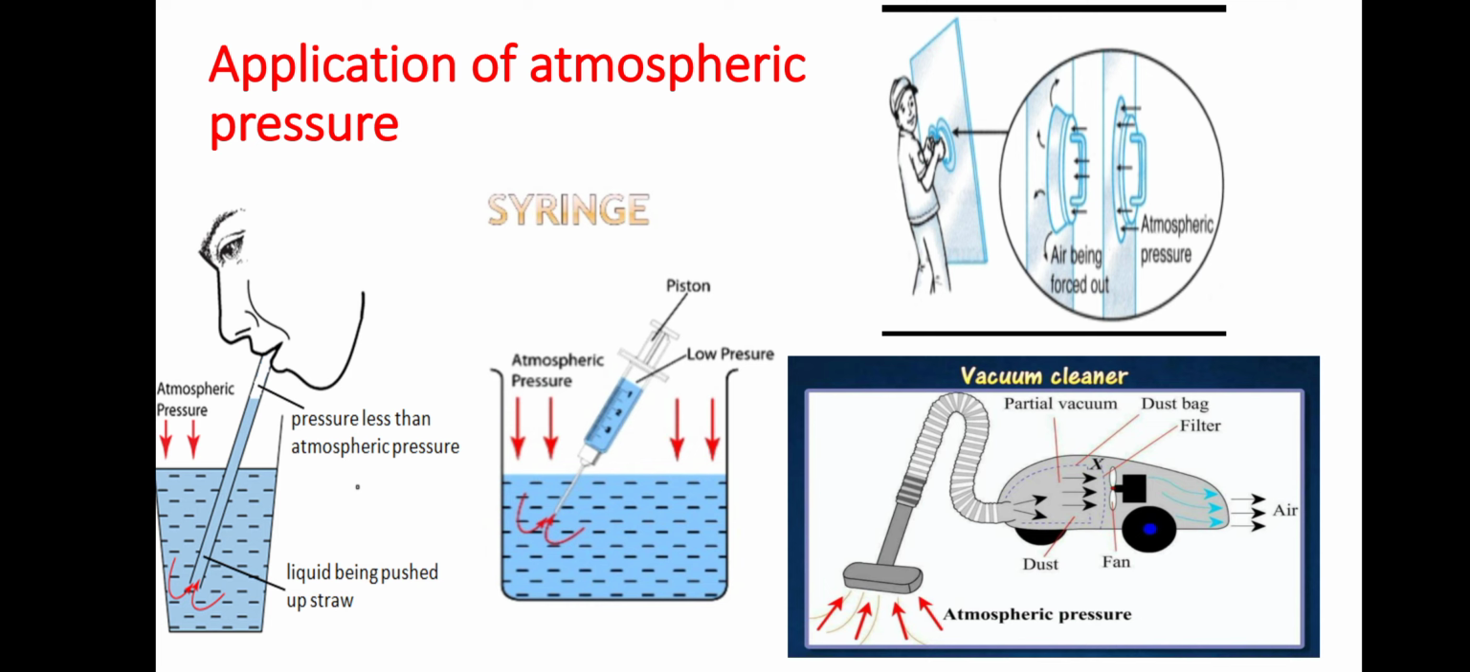Next example in this case is the vacuum cleaner. It also works on the same principle. The vacuum cleaner has a fan which rotates when the vacuum cleaner is working, and in the pipe a partial vacuum is created. Due to less pressure in the pipe as compared to the outside atmospheric pressure, the dust and the nearby air will rush into the mouth of the vacuum cleaner.